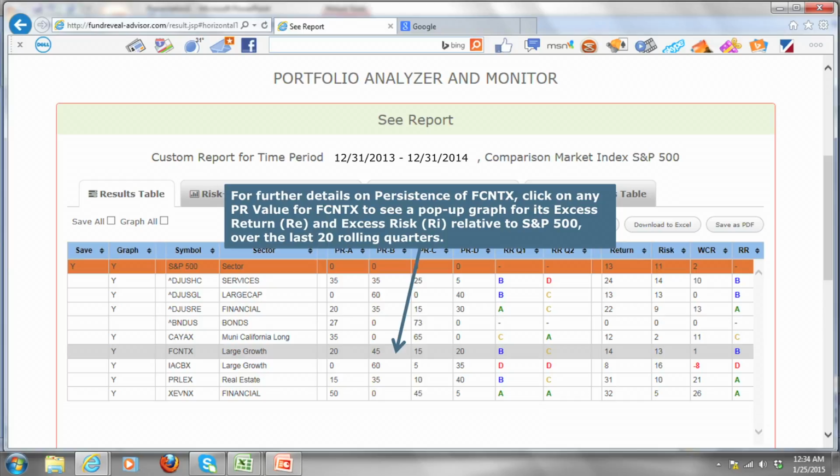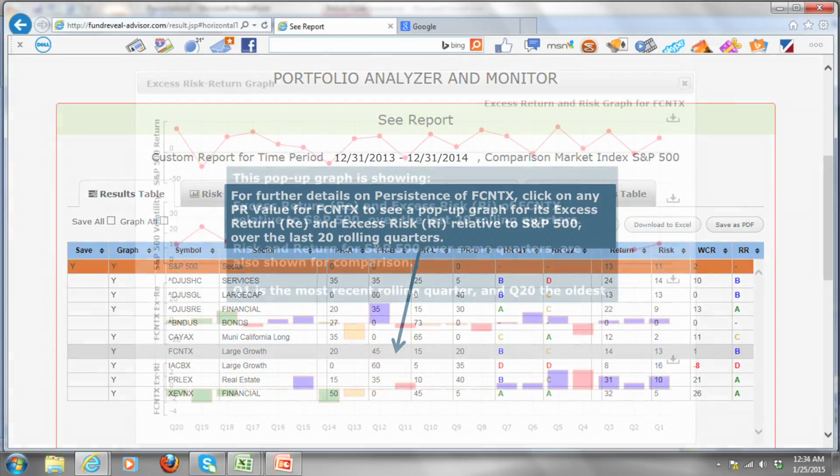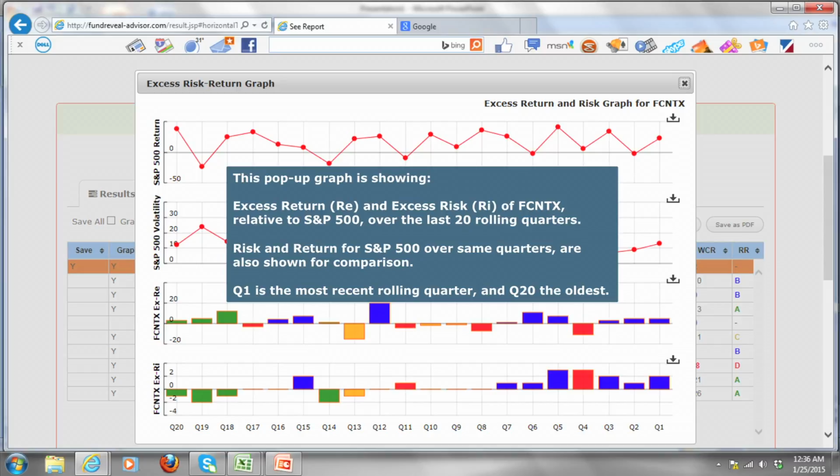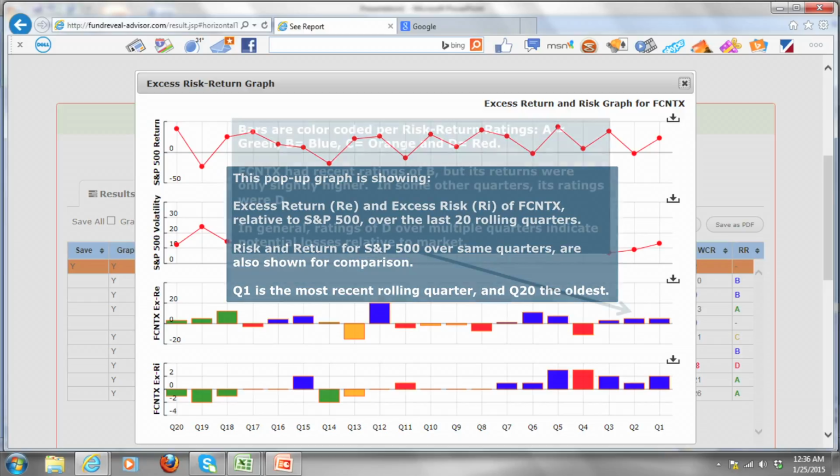For further details on persistence of FCNTX, click on any PR value for FCNTX to see a pop-up graph for its excess return, RE, and excess risk, RI, relative to the S&P 500 over the last 20 rolling quarters. Risk and return for the S&P 500 over the same quarters are also shown for comparison. Q1 is the most recent rolling quarter, and Q20 the oldest.